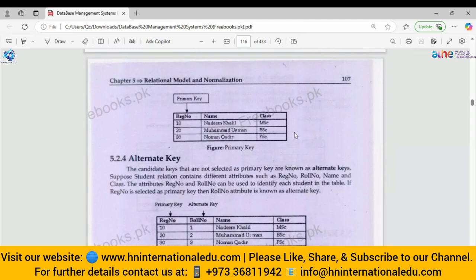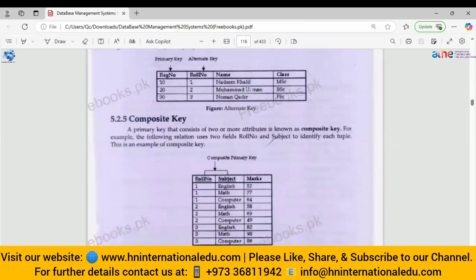Now we have the alternate key, which means a candidate key that is not selected as the primary key. For example, roll number also can help you to uniquely identify yourself. Your registration number can also help you to uniquely identify yourself. But let's suppose that the DB operator selects the registration number as the primary key and leaves the roll number. Now the roll number plays the role of the alternate key. So this is the alternate key.